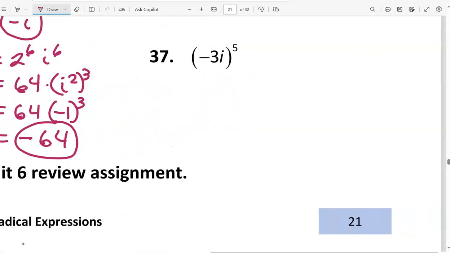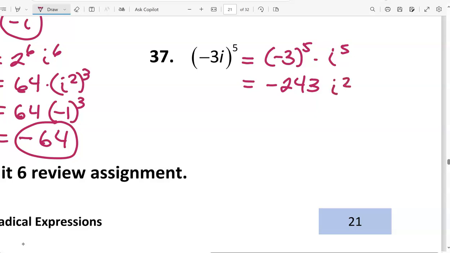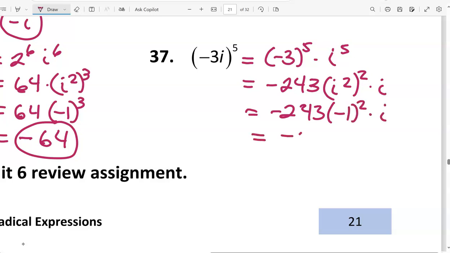And the last exercise, -3i to the 5th power is -3 raised to the 5th power times i raised to the 5th power. -3 raised to the 5th power is -243, and i raised to the 5th power can be i squared squared, which gives us i to the 4th, times an extra factor of i. i squared is -1, and -1 squared is +1, so this gives us -243 times i.